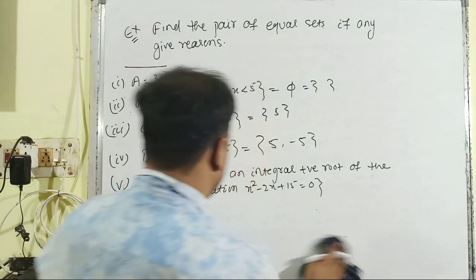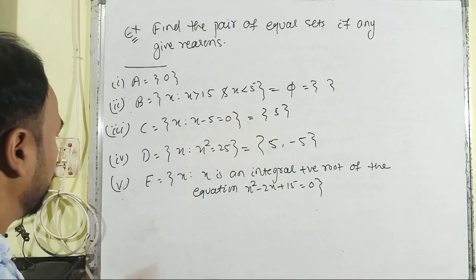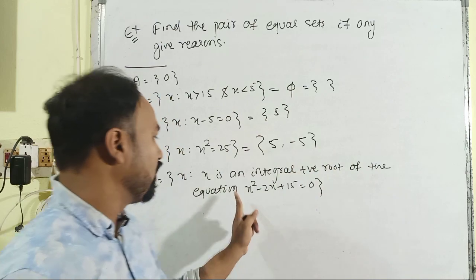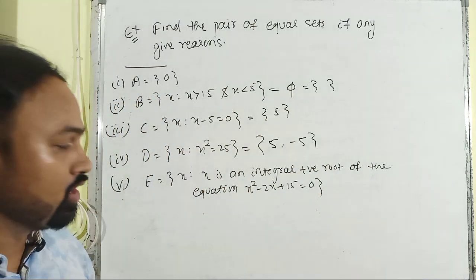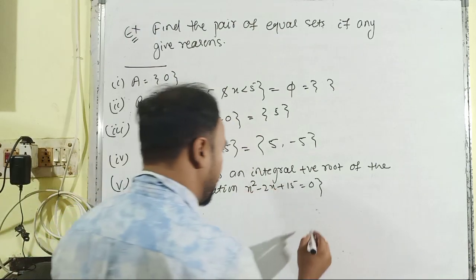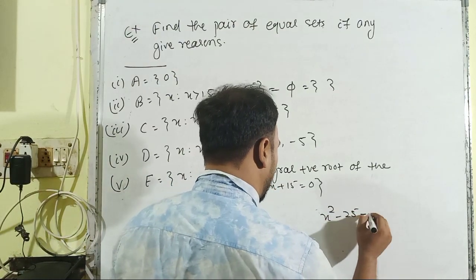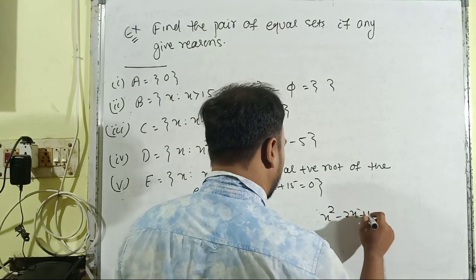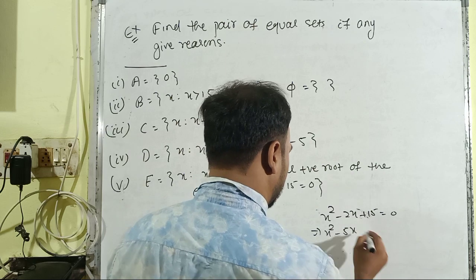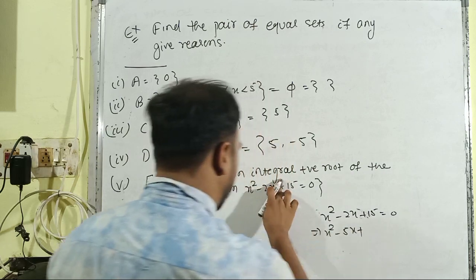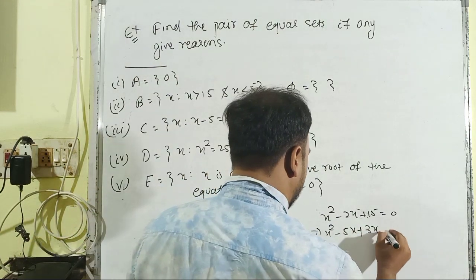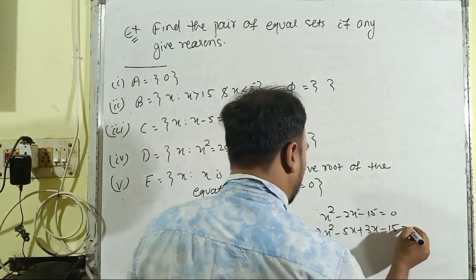Then let us come to the final set. The fifth set is here, x such that x is an integral positive root of the equation x square minus 2x minus 15 is equal to 0. That means, first of all, we have to solve the quadratic equation. Here it is given that x square minus 2x minus 15 is equal to 0. Then it is x square minus 5x plus 3x minus 15 is equal to 0.